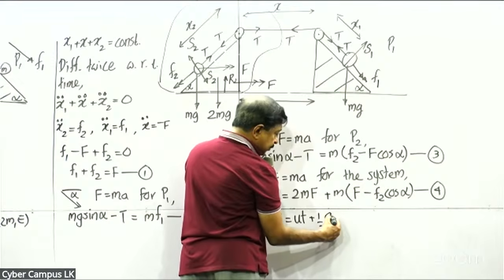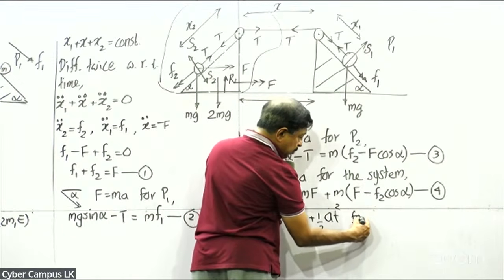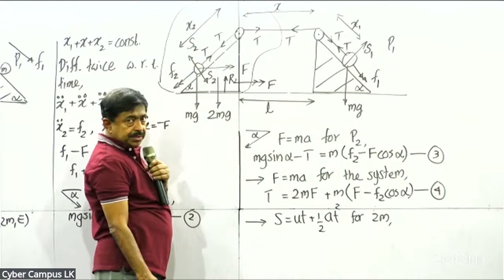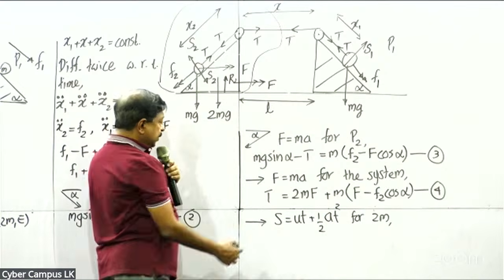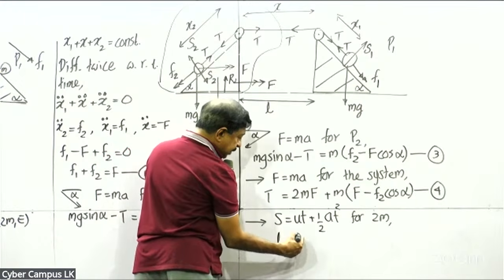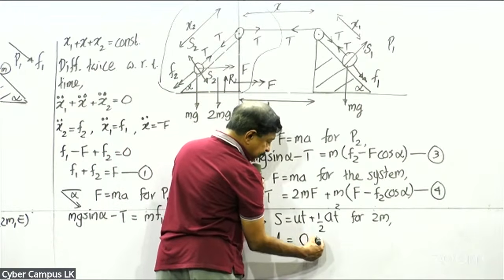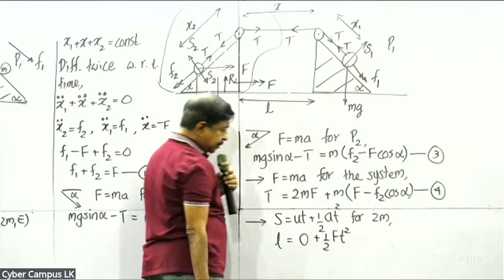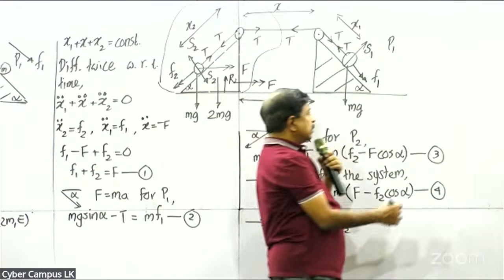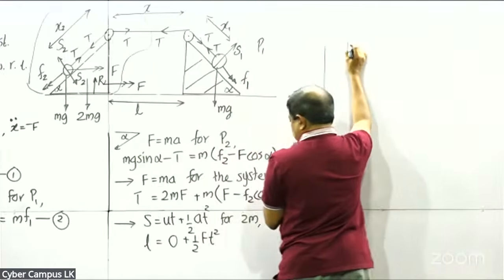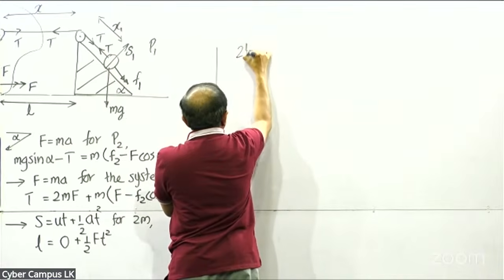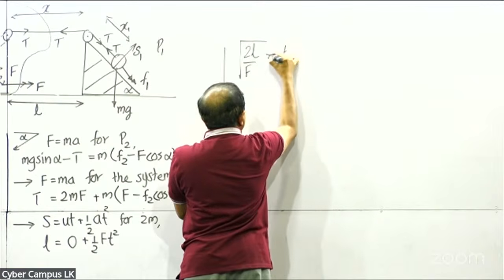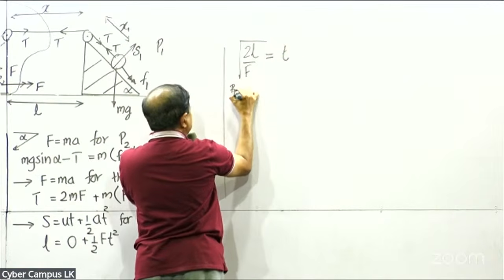But in this case, this is the equation you need to apply for 2m, means for the wedge. So the length is L, the displacement is L, initial velocity is 0, this is half, this is capital F t squared, right? So t is the square root of 2L over F.